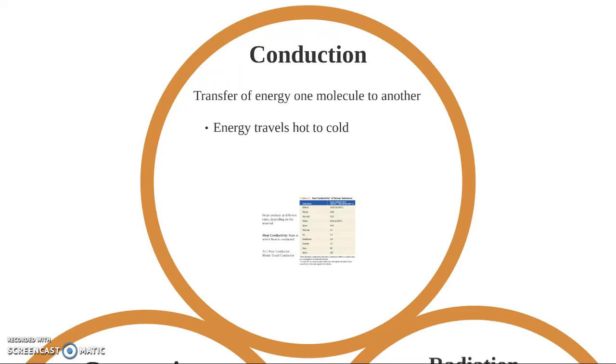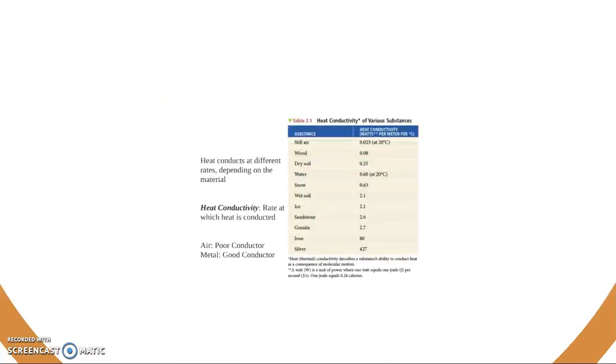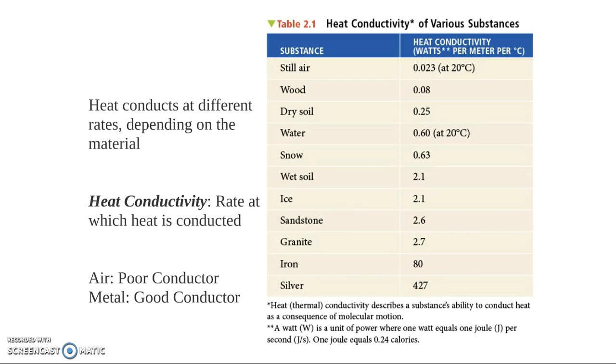The important thing to remember about conduction is that, on the whole, energy transfers from hot to cold. Energy will never move from the cold to the hot. Now, when we talk about how energy travels hot to cold, the question comes up, how quickly will it move from hot to cold? How quickly the heat transfers through an object depends on what the material is made of. The property of the material that determines how quickly heat is transferred is what we call heat conductivity, or the rate at which heat is conducted.